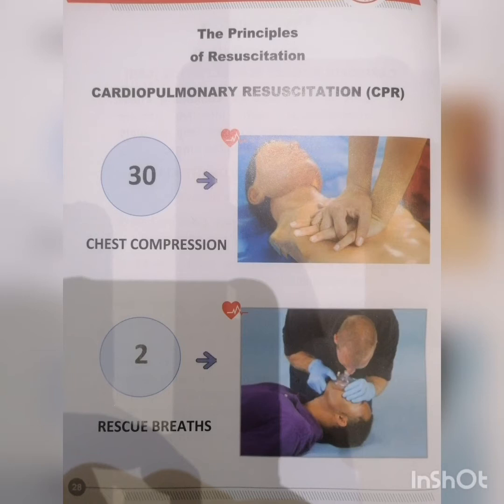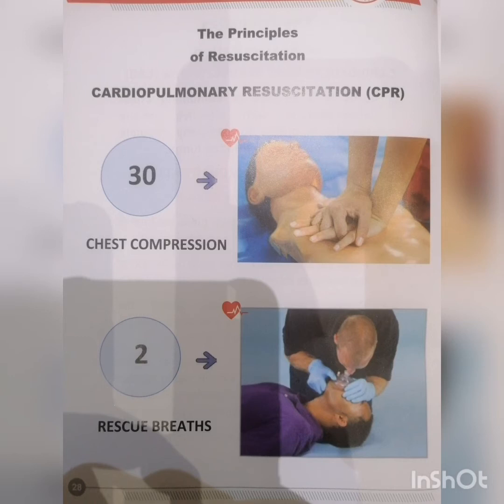Number 1, you have to kneel beside the casualty, the person who has had a heart attack or fallen down. You have to kneel by his side and place the heel of one hand in the center of the casualty's chest. Then number 2, place the heel of your other hand on top of the first hand and interlock the fingers of your hands.